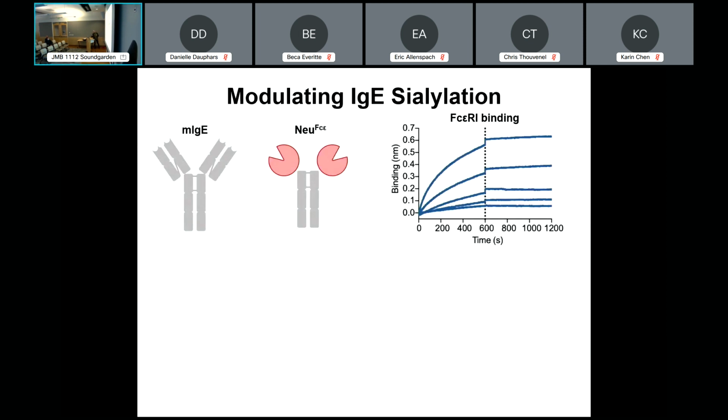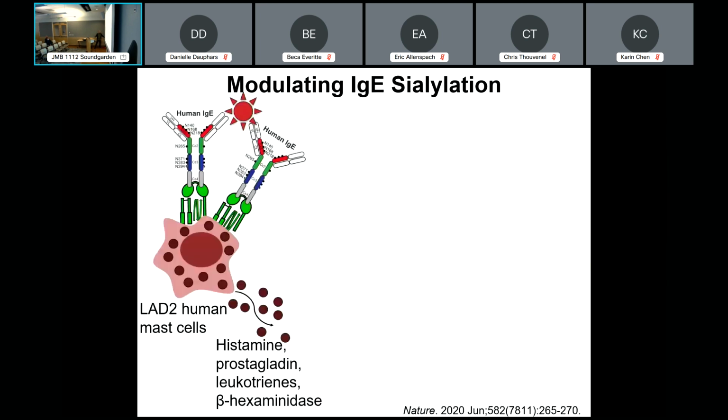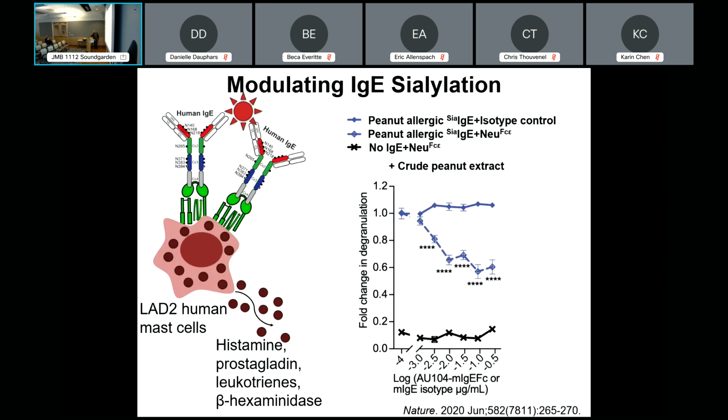We wanted to modulate sialic acid on IgE. So we made this Frankenstein molecule by putting a neuraminidase on an IgE-Fc instead of the Fabs, and it still binds the high-affinity receptor. So we could target neuraminidase to IgE-bearing cells. This molecule was active; you can see it's removing sialic acid. Then we put it on LAD2 cells that were sensitized with sialylated IgE, and when we titrate this neuraminidase IgE-Fc, we can attenuate degranulation of the mast cells in vitro. With no allergen, there's no non-specific degranulation.